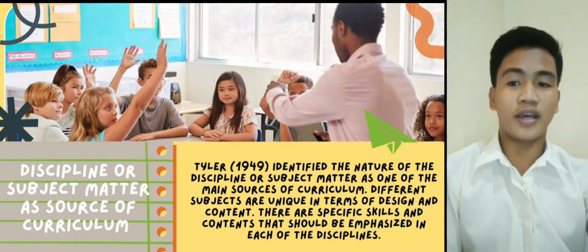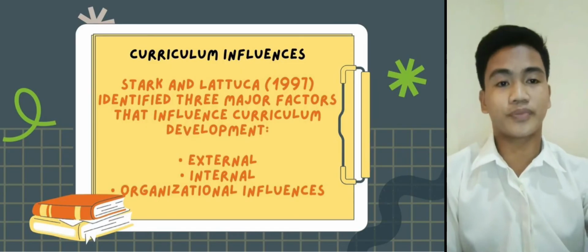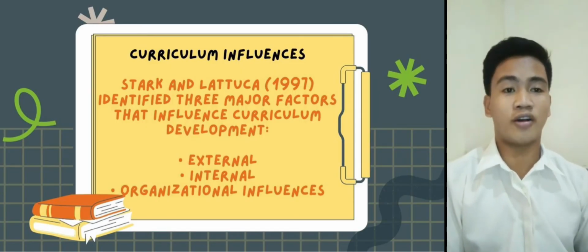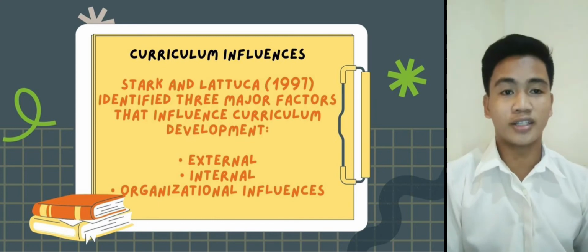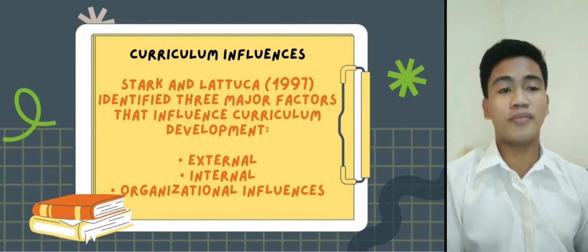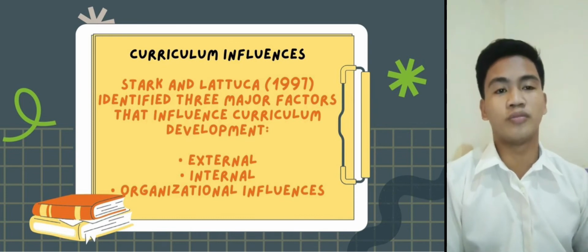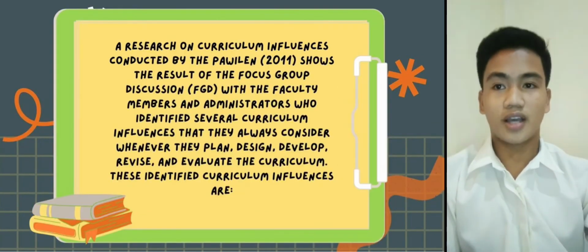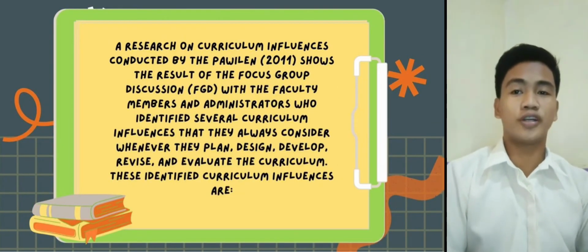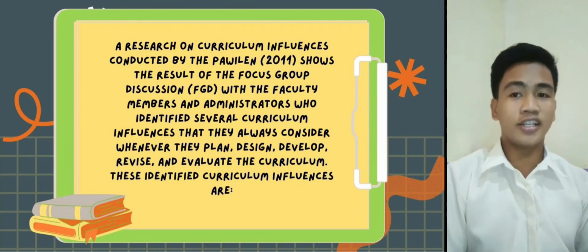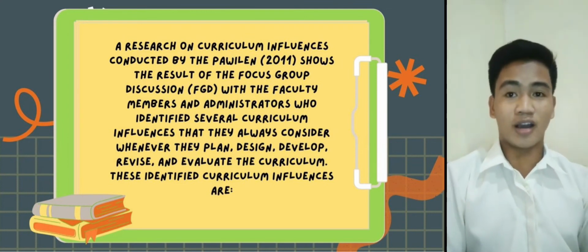And for the next topic, we have curriculum influences. Curriculum influences were identified by Stark and Lattuca in 1997. The three major factors that influence curriculum development are external, internal, and organizational influences. Understanding the different curriculum influences is useful in knowing the different factors that are needed in developing a curriculum.